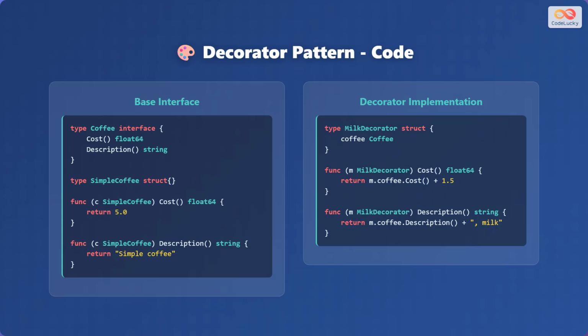The decorator implementation shows how we can add features dynamically. The milk decorator struct contains a reference to any coffee interface, demonstrating the power of composition in Go. When we call the cost method on the decorator, it adds $1.50 to the base coffee's cost. Similarly, the description method appends milk to the existing description. This pattern allows us to create multiple decorators for different add-ons like sugar, whipped cream, or extra shots, and stack them in any combination while maintaining the same coffee interface throughout.